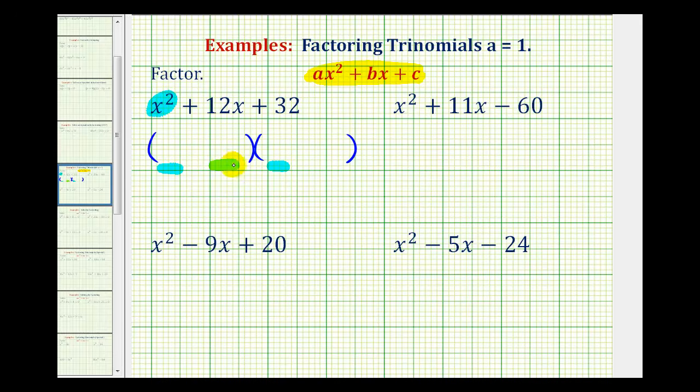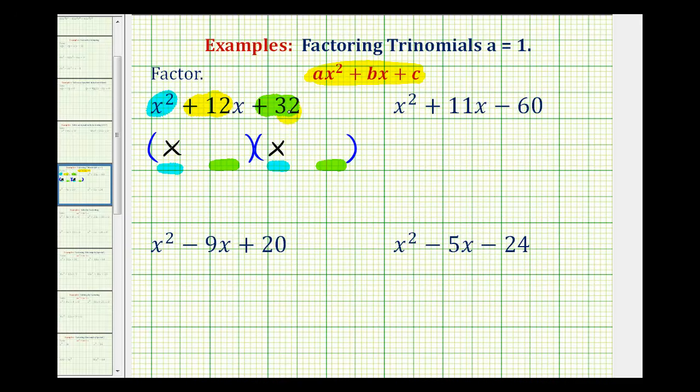And the second terms in the binomial factors will come from the factors of positive 32. But we don't want just any factors of 32. We want the factors of 32 that add to the middle coefficient, in this case positive 12. So we normally say we want the factors of c that add to b. Well, there's only two factors of x squared, that would be x and x. So the main challenge for this problem is to find the factors of positive 32 that add to positive 12.